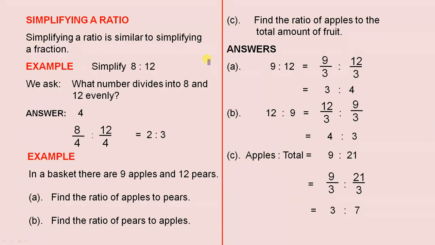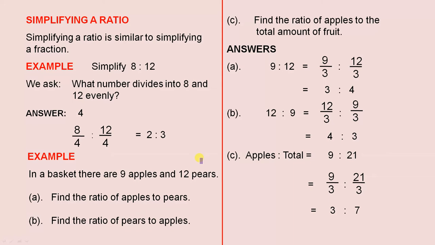Simplifying a ratio. Simplifying a ratio is similar to simplifying a fraction. So if we're asked to simplify 8:12, we ask the question, what number divides into 8 and 12 evenly? The answer is 4. So 8 divided by 4 is to 12 divided by 4. That's 2:3.